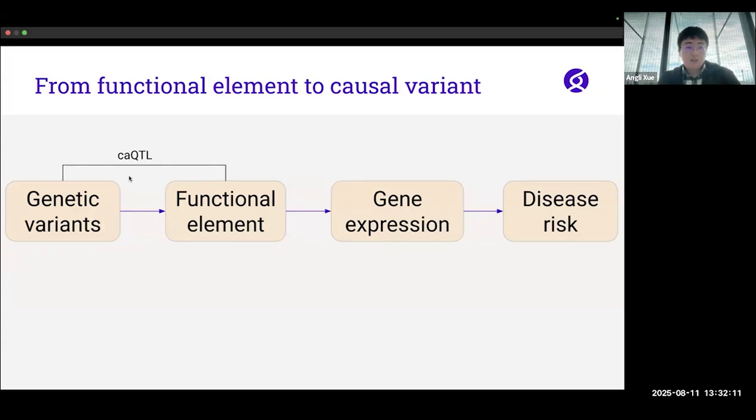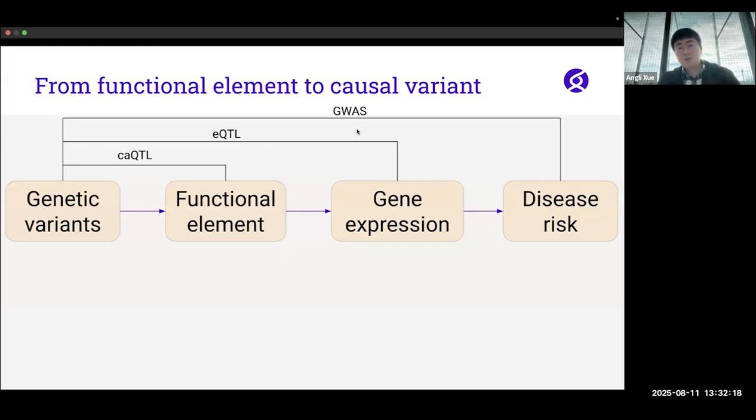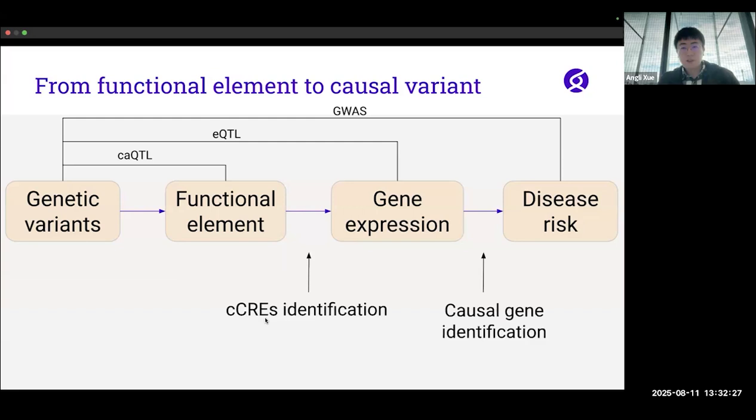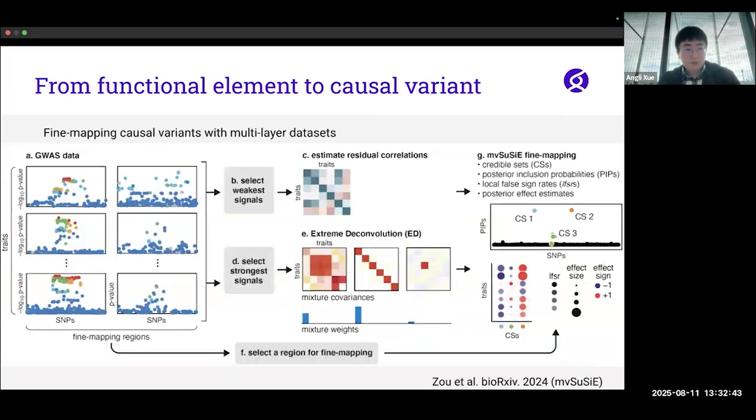So in our project, we have identified hundreds of thousands of caQTLs and also eQTLs. And then we can also use the public GWAS. So when you combine the caQTL and eQTL, you identify those cis-regulatory elements. And when you combine with eQTL and GWAS, you identify causal genes. But the question is that usually we only test the region, but there may be hundreds or thousands of SNPs or genetic variants located in that region. And what is the causal variant?